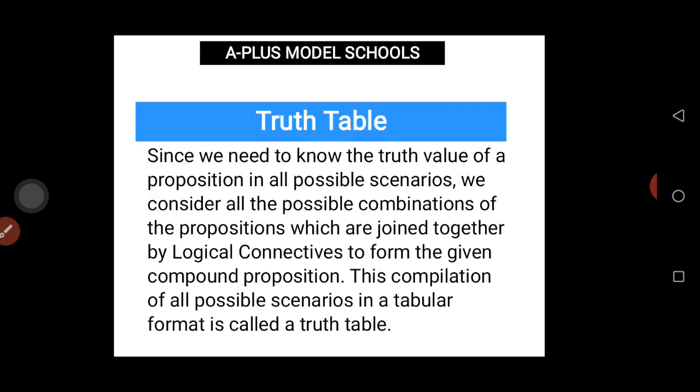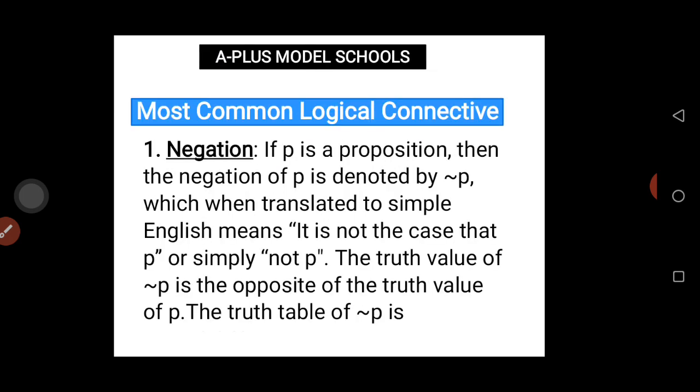Now let's look at the truth table. The truth table is the compilation of all possible scenarios in a tabular format. So the truth table is just a chart showing, in a tabular format, the logical connectives. And on the next page, we shall look at the logical connectives. Now let's look at the most common logical connectives.